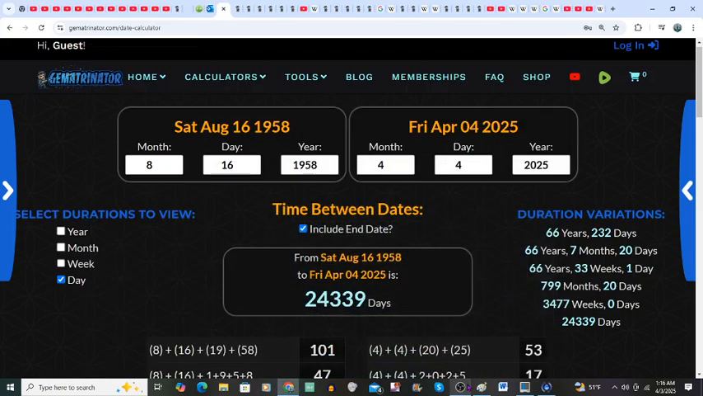Okay, hello. I thought I'd show you one number jump of interest for Madonna's birthday through to a potential death date, 4/4/2025. On the surface, this number does not look that interesting. 24339. Okay, it's not that interesting to be quite honest.